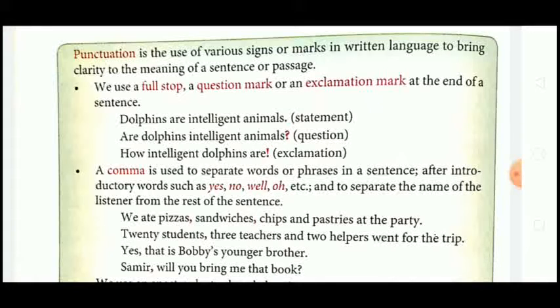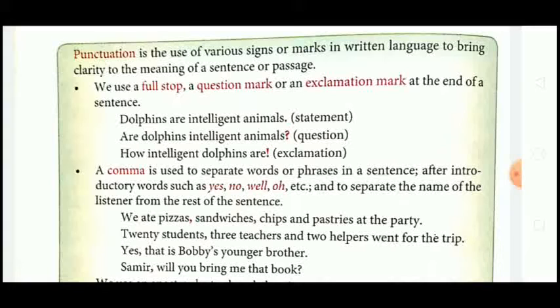Dolphins are intelligent animals, full stop. Here, by the full stop, we come to know that the sentence gets over here, and it is a statement sentence. The sentence which says or states something is called a statement sentence, which you have already learned in the chapter types of sentences. But this full stop makes clear that the sentence gets over here.